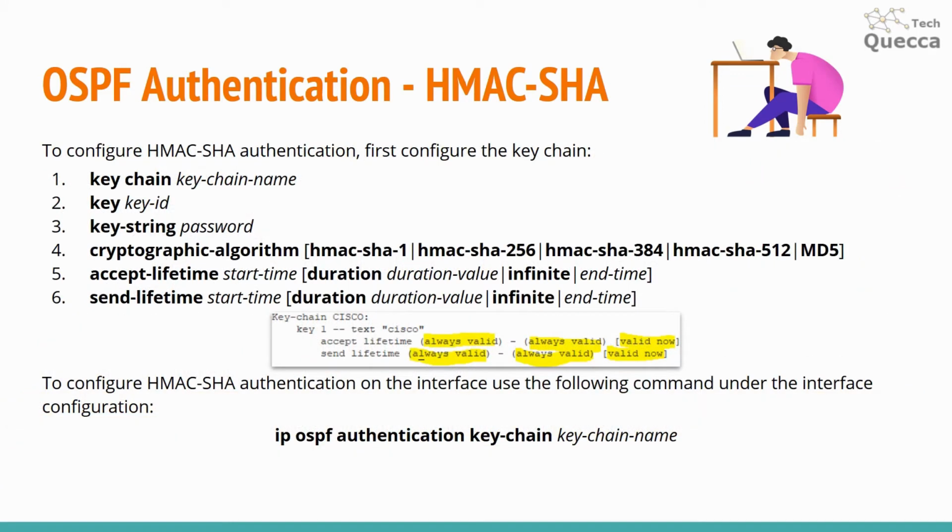To configure HMAC-SHA authentication, first configure the keychain. For that you need to use the following commands. First one, keychain with keychain name. Here you need to specify the name of your keychain.